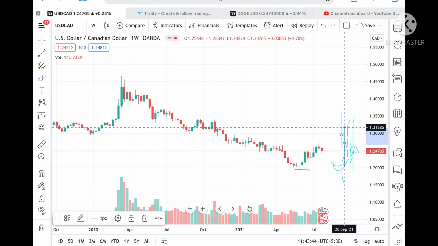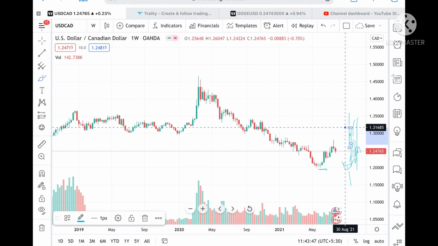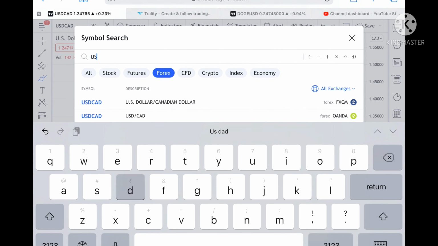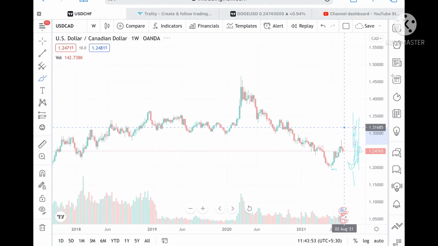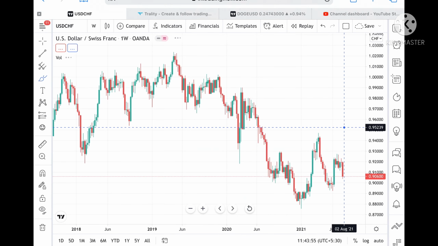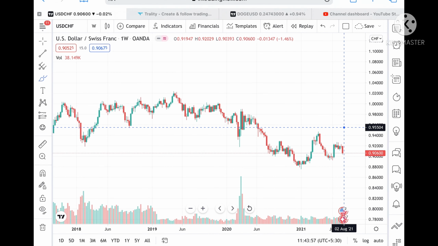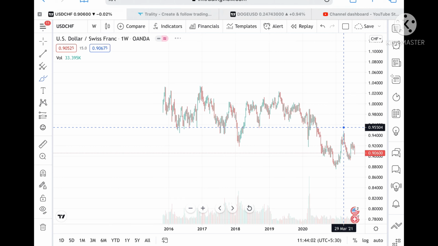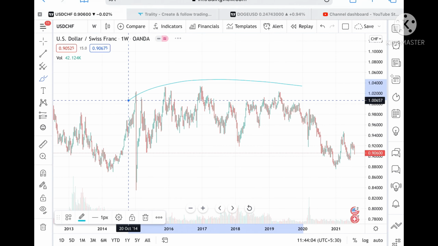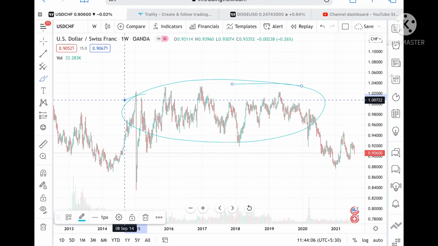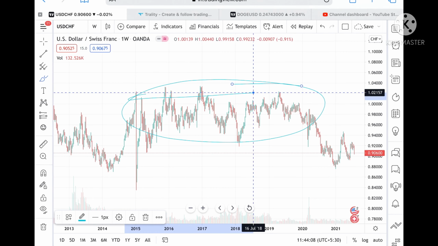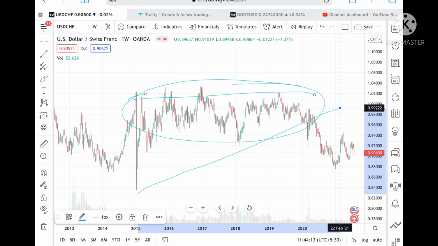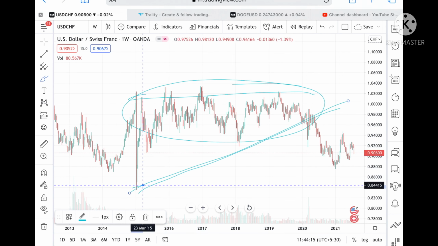Okay, if we talk about USD CHF, we can see that the range has broken. This was the particular range from November 2014 to around 2020. This is the range it is forming. And if you look at the trend also, this trend line has broken, and now it has come down to this level.